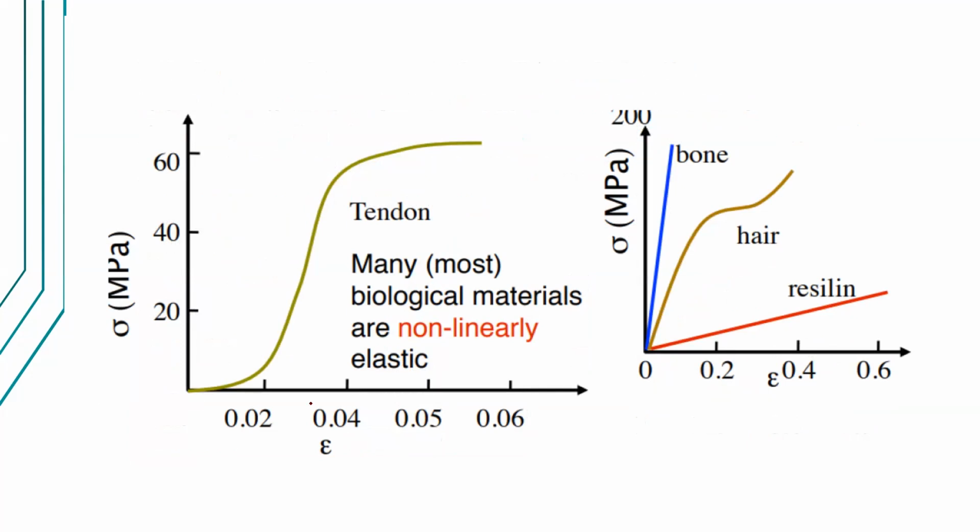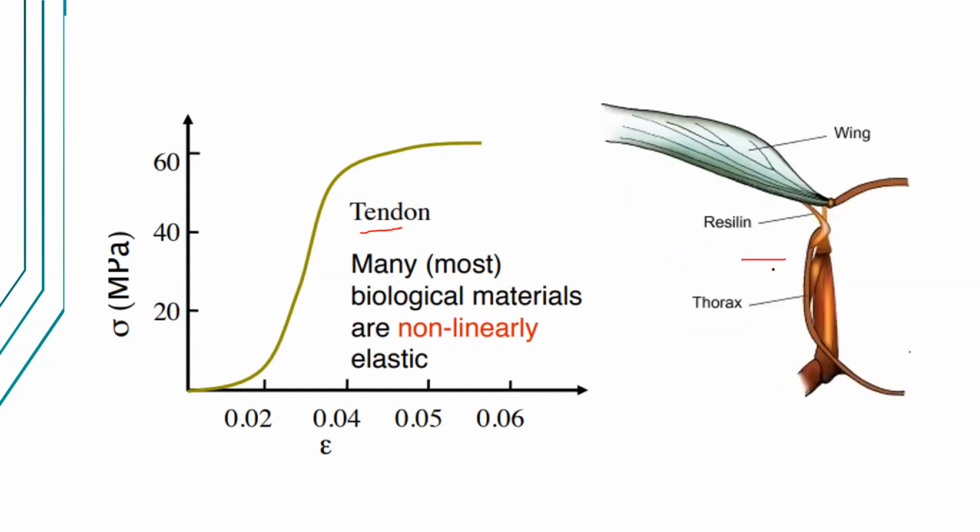Now, for most biological materials, the case is that they are non-linearly elastic. Instead of a linear curve, or a straight line, they are not linear. That is the case for most biological materials, such as tendon and even your hair, and it is possible because of the effect of the molecular structures in these materials. Here I'm showing you where to locate the resilin in the wing hinges of insects.